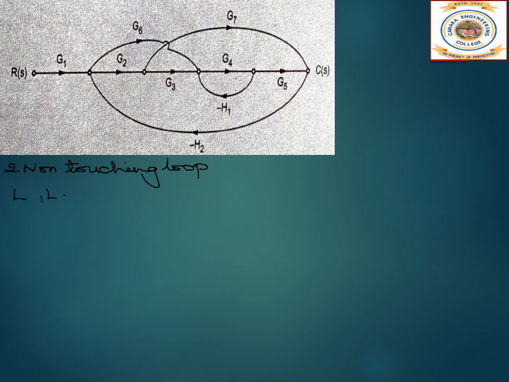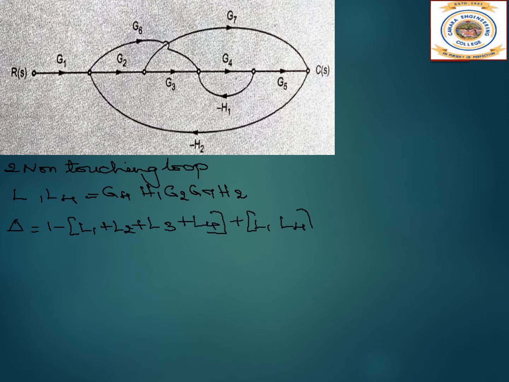L1, L4. So just writing the product, minus minus it will become plus G4H1, G2, G7H2. So delta is equal to 1 minus L1 plus L2 plus L3 plus L4 plus L1, L4.